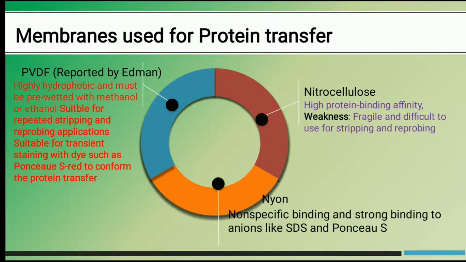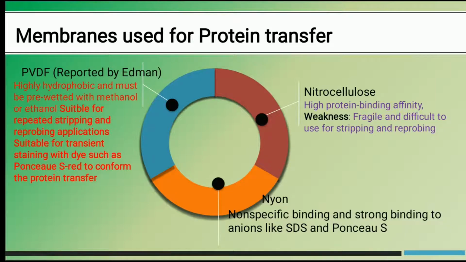It is suitable for high protein affinity, and we can repeatedly strip and reprobe with different antibodies to detect different proteins in the same membrane several times. And it is suitable for transient staining with dyes such as Ponceau red to confirm the protein transfer.